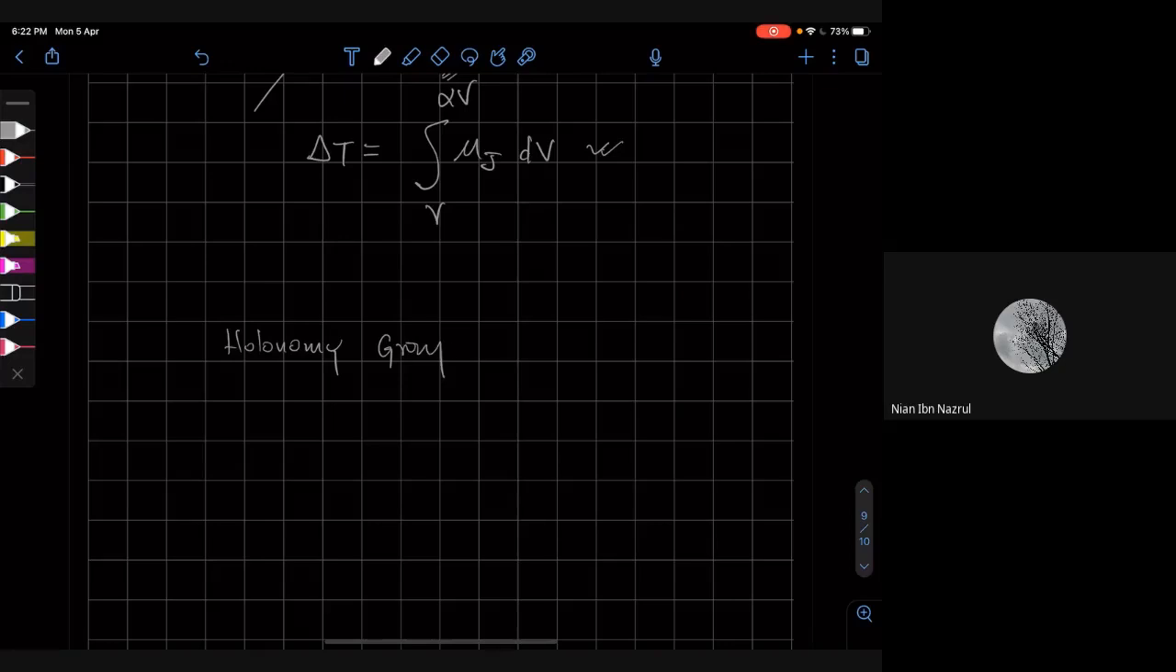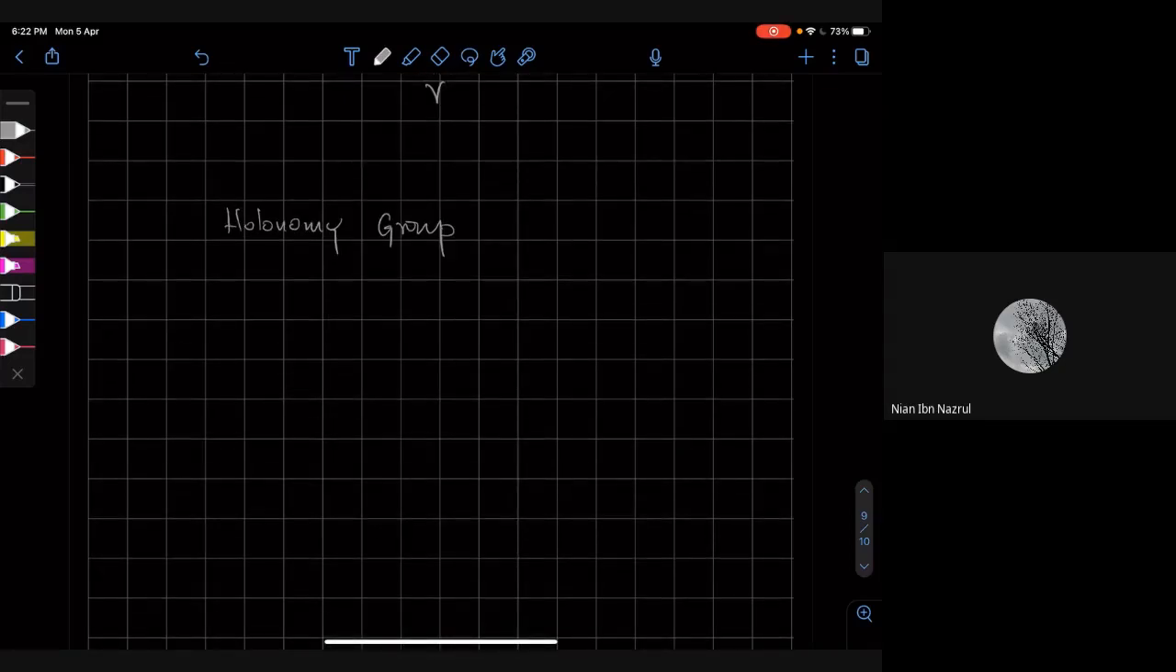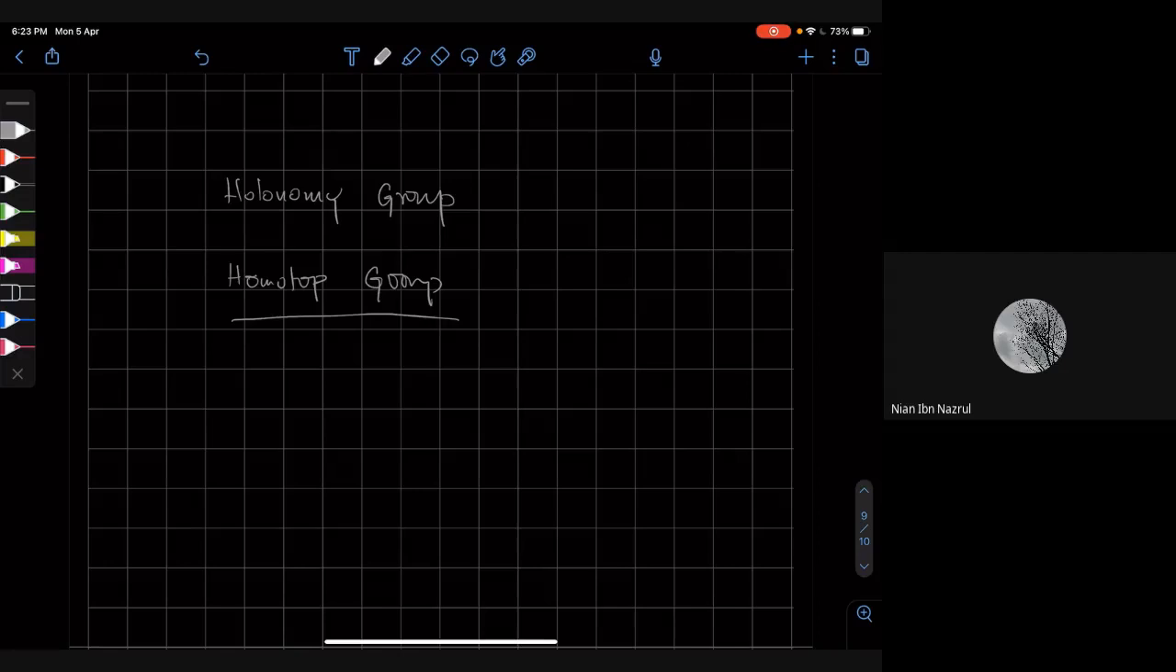So what the holonomic group is that, it's slightly, well, I mean, no, sorry. I think holonomic group, at the basic level, there's something called a homotopic group. Homotopic group is more, basically homology, sorry, not homology. Cohomology is a different subject. Yeah, cohomology is the dual of homology. That's why it's called cohomology.